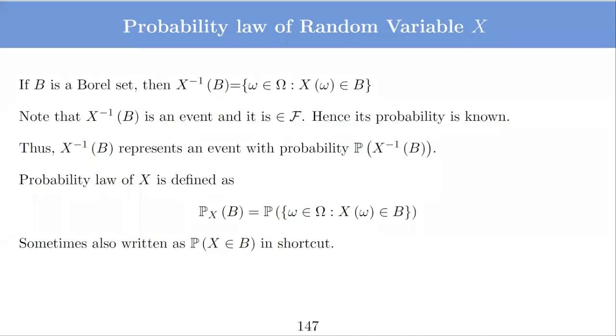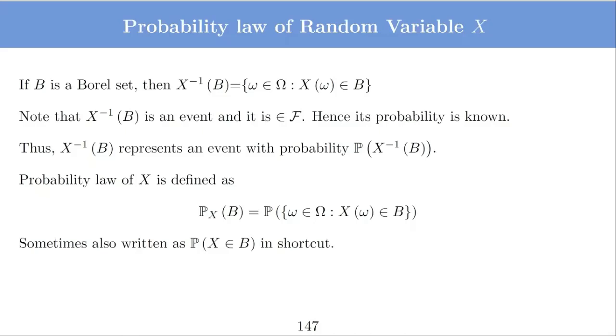This new measure is known as the probability law of the random variable. And if you change the random variable, this probability law will change. So this is specific to a random variable. Sometimes we even say it as a shortcut: it's the probability of X belongs to B. This is the probability that the random variable takes value inside B. But what we actually want to say is the probability of the occurrence of the pre-image of this Borel set.